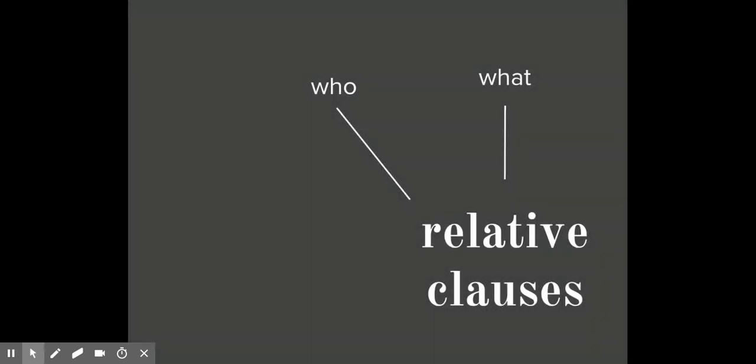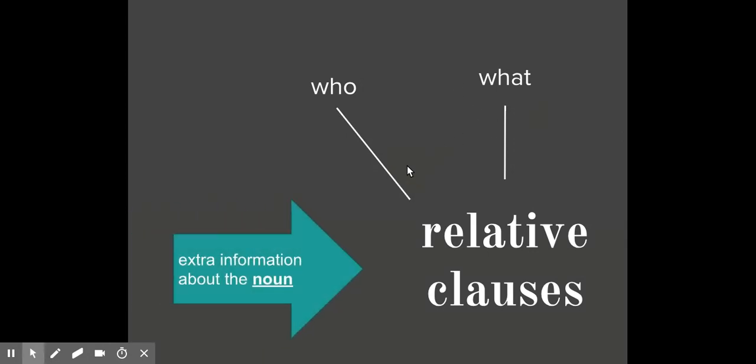Relative clauses are similar, but instead of talking about the action, they talk about the noun, the subject or the object. So who, or what, or where. Right? So they give us more information about the nouns in your sentence.